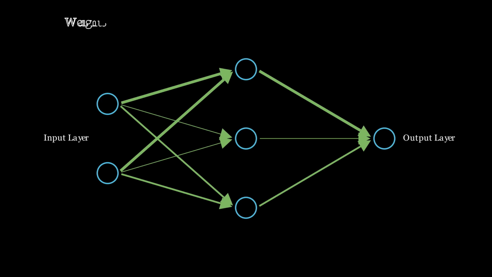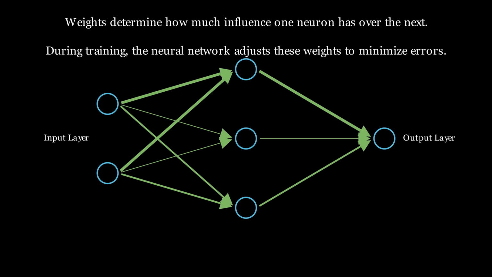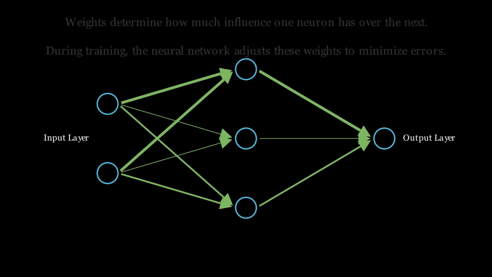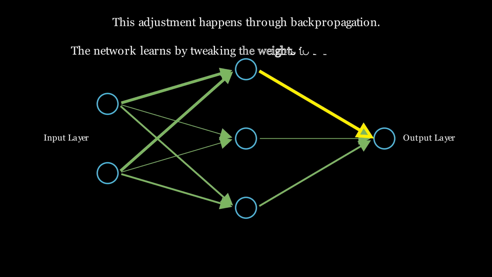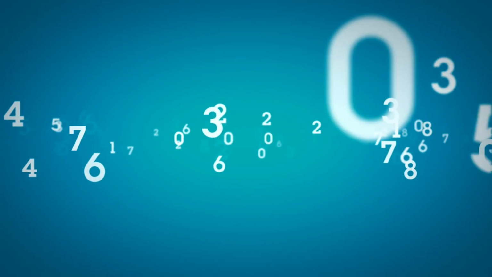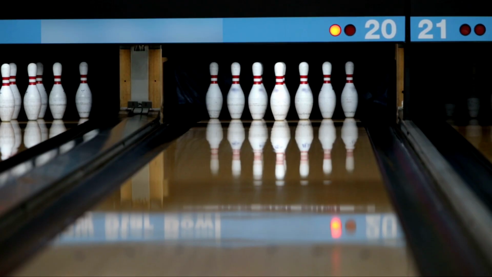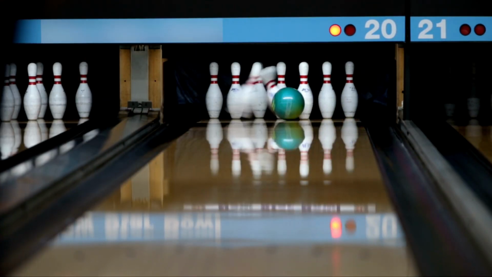During the training process, the neural network adjusts these weights to minimize errors in its predictions. This adjustment happens through a process called backpropagation, where the network learns by tweaking the weights after comparing its predictions to the actual outcomes. Over time, the network gets better at making accurate predictions. Without the correct weights, the network would be just a random guesser. But with the right weights, it can recognize patterns, make decisions, and even predict future outcomes.